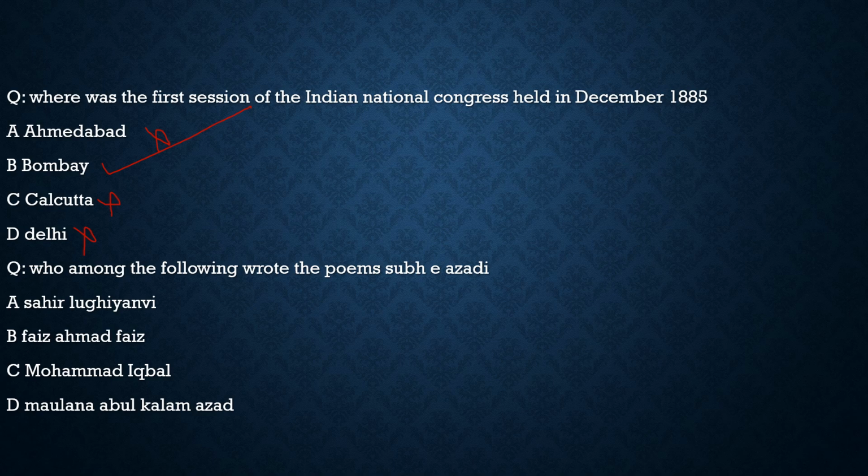It says, who among the following wrote the poem Subhe Azadi, The Morning of Freedom, translated in English? In Urdu we call it Subhe Azadi. Is it written by Sahir Ludhianvi? No. Is it written by Muhammad Iqbal? No. Is it written by Maulana Abul Kalam Azad? No. Is it written by Faiz Ahmad Faiz? 100% correct. So with this, we have completed today's discussion with respect to the daily quiz.